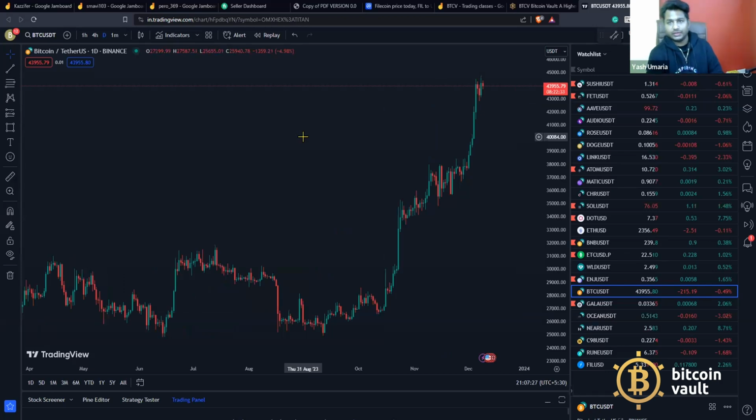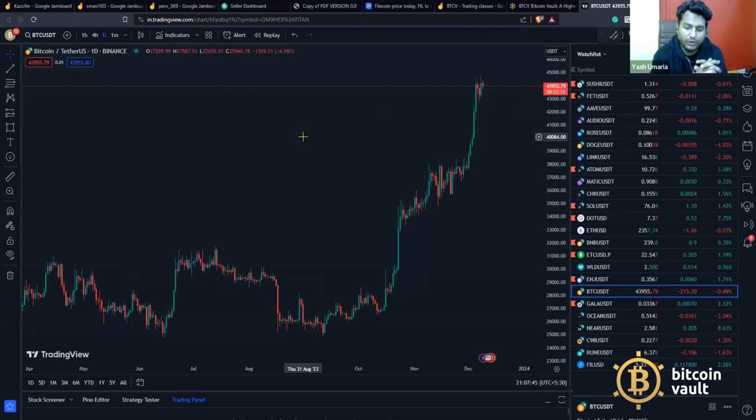So that is this. Support means the buyers are coming in and the market is moving up. Resistance zone means the sellers are coming in and the market is moving in a downward direction. Now again, the third thing.